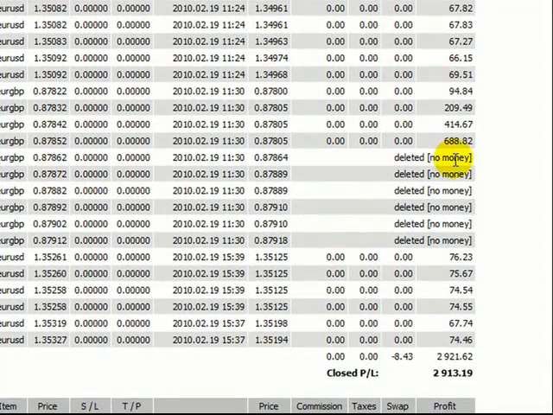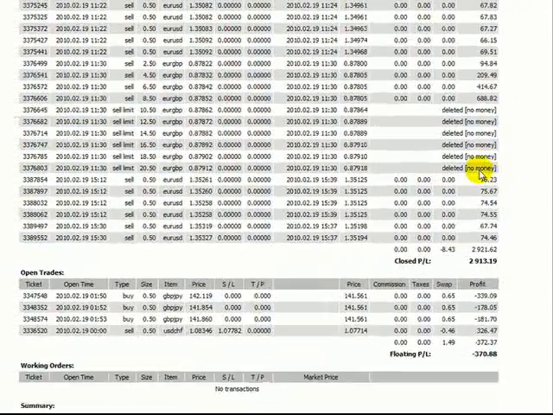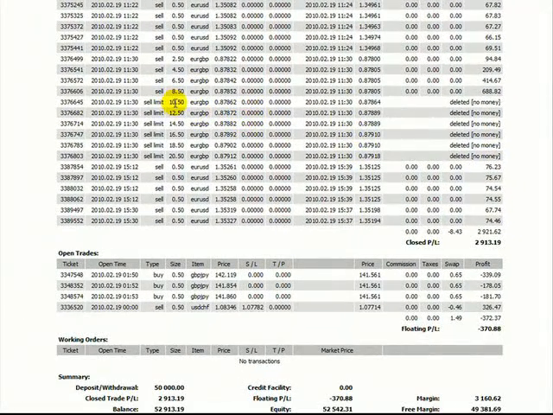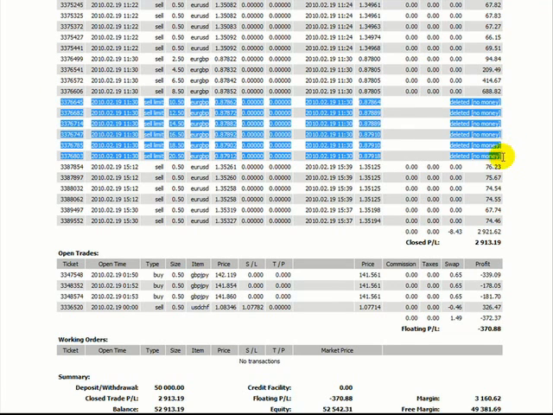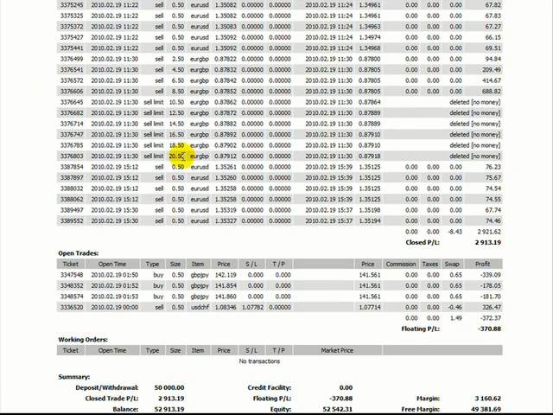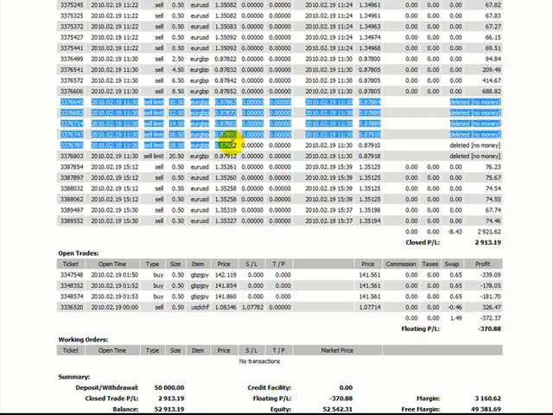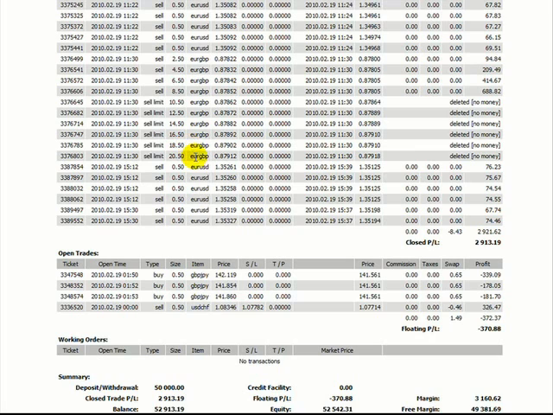Deleted, no money. Don't know what was going on there. 10.5 lots. Not too sure what's going on there. That might have something to do with money management. 20 lots. My hat. Might fire off an email.